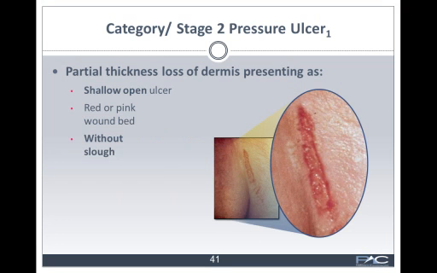All right, so going into a stage 2 pressure ulcer. Stage 2 consists of partial thickness loss of dermis and presents as a shallow open ulcer. It could be a red or pink wound bed. One thing to note is that there will be no presence of slough in a stage 2, even a small amount. If you're starting to see slough, then we're likely talking about a stage 3 or higher, and we'll get into that.